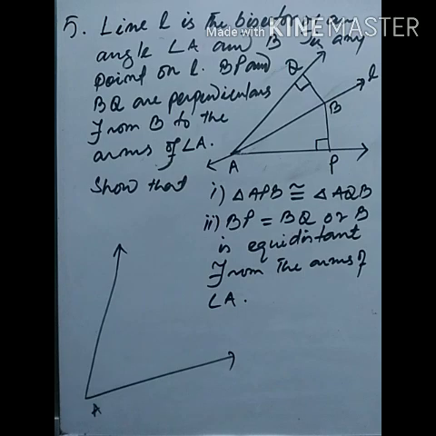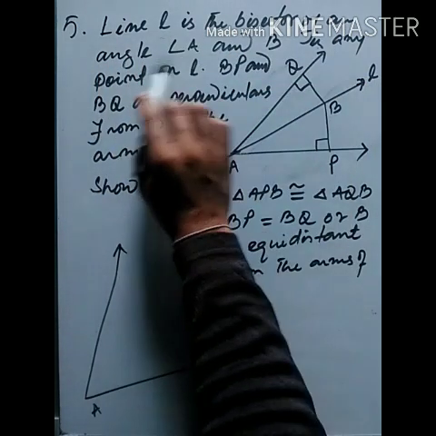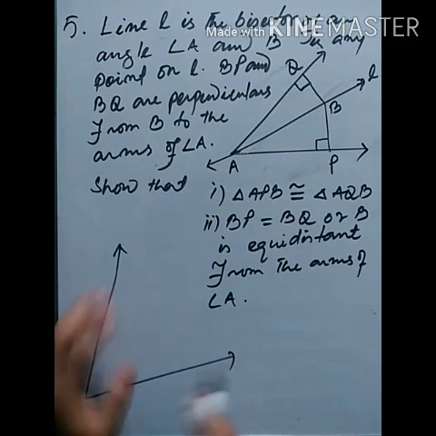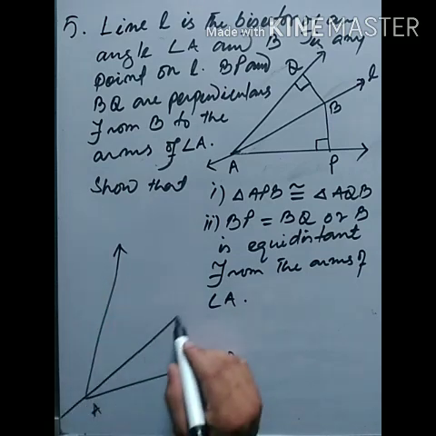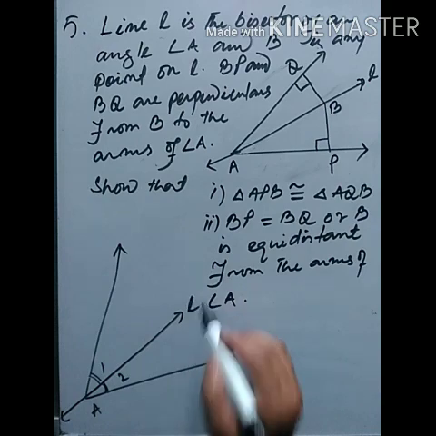And B is any point. Sorry, line L is the bisector of an angle A. This is angle A, and this line L is the angle bisector. That means this angle is equal to this angle. Let me say here angle 1, angle 2. Angle 1 equal to angle 2. This line L bisects this angle A.